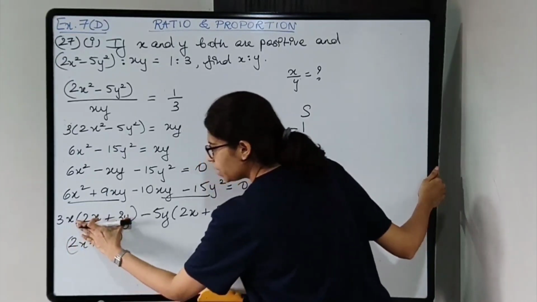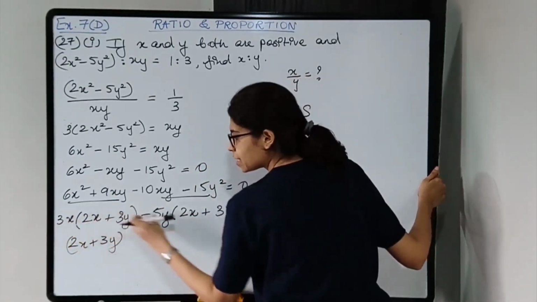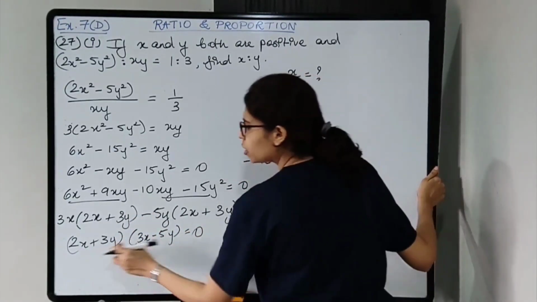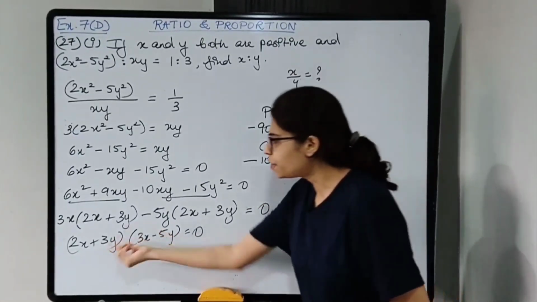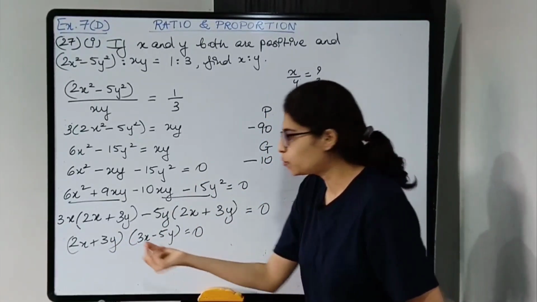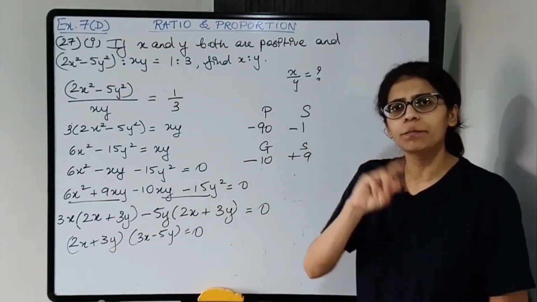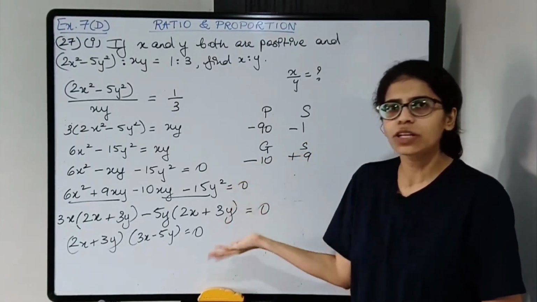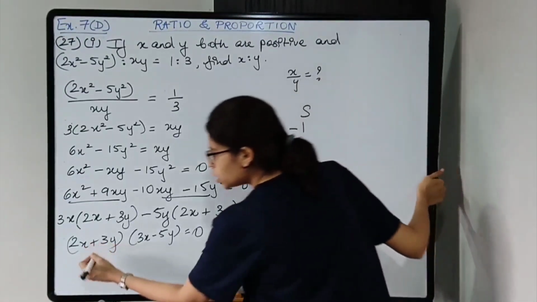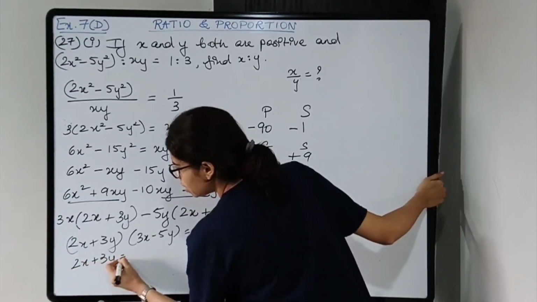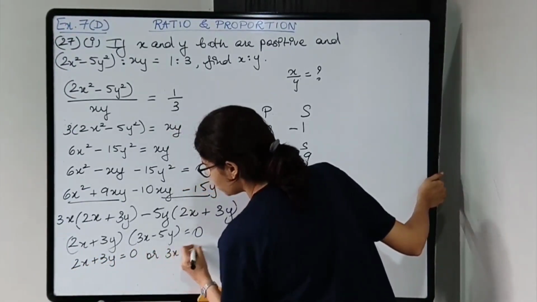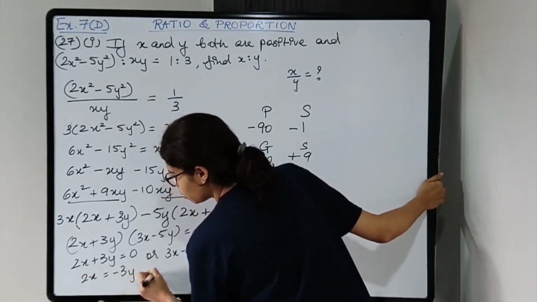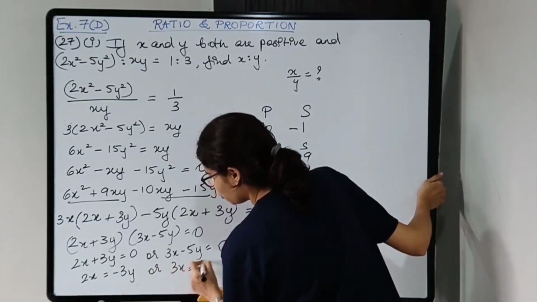Okay, यहाँ पे भी है, यहाँ पे भी है. So taking that common we are left with 3x minus 5y in another bracket. Product of two brackets is 0. It means one of them has to be 0. जब दो ब्रैकेट्स दो नंबर्स मुझे मल्टीप्लाई करने पे 0 मिल रहे हैं, it means one of them has to be 0, otherwise you can never get 0. Okay, so either 2x plus 3y is equal to 0 or 3x minus 5y is equal to 0.